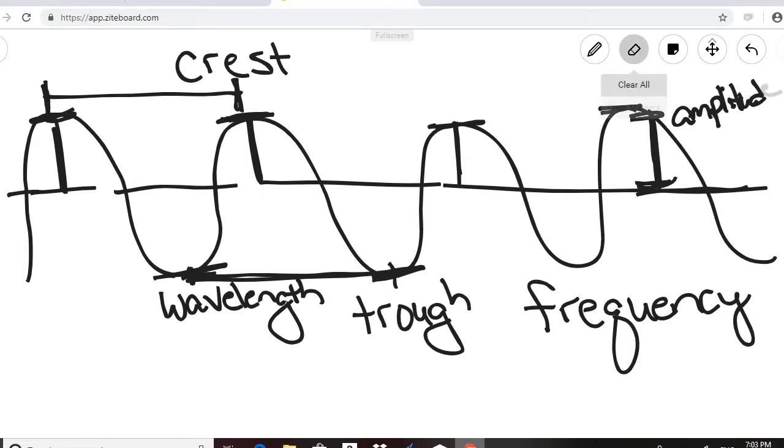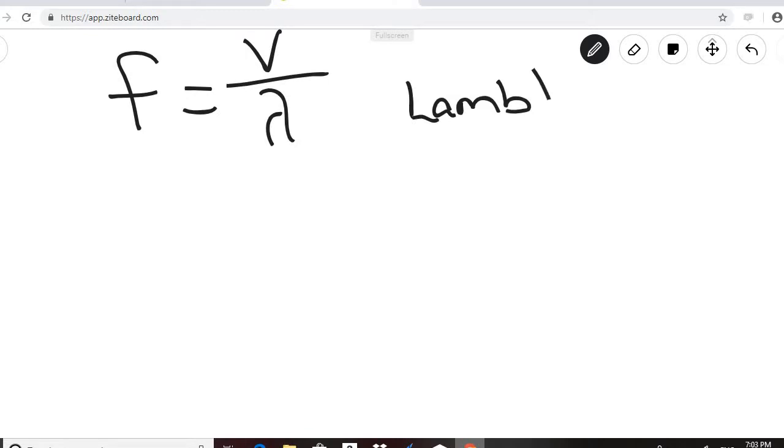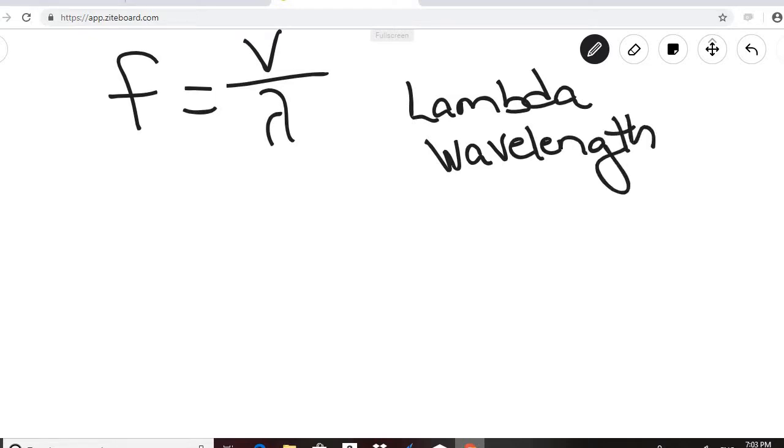So with regard to those variables then, we can say that frequency is equal to velocity divided by, and the symbol for wavelength is lambda. It's the Greek letter lambda, and this is for wavelength. Okay, so this formula shows you what we just said, that frequency and wavelength are inversely proportional, and velocity, V, stands for the velocity or the speed of the wave.